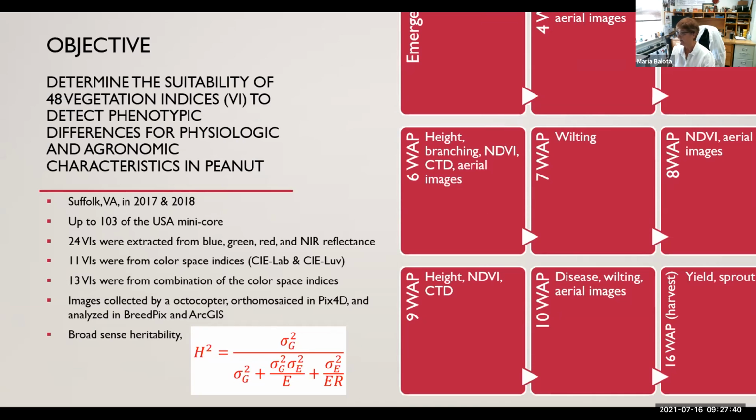Now we measured plant height, lateral branching, NDVI, and canopy temperature depression on the ground. NDVI we related to biomass production and also the vigor of the plants. Canopy temperature depression is well described in the literature as an indication of transpiration of the plants and therefore water use. We also recorded wilting on the ground, and pretty much at the same times as the ground measurements, we collected aerial images.